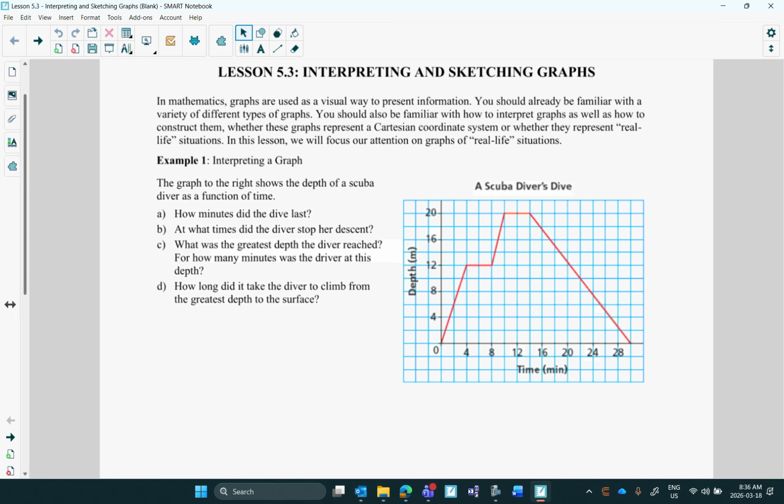Because we're going up by twos every time. So here's 28, then we go 2. The dive would last 30 minutes. That's it.